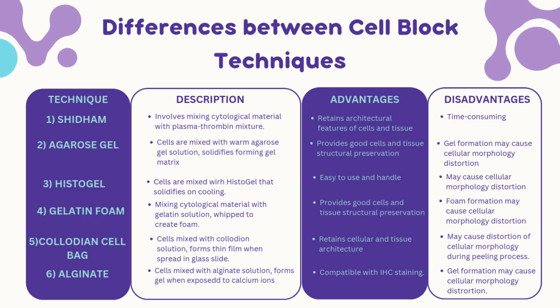The fifth technique is collodion cell bag, that involves mixing cells with collodion solution that forms thin film when spread on glass slide. This technique retains cellular and tissue architecture, but may cause distortion on cell morphology during peeling process. Finally, alginate technique. Cells are mixed with alginate solution that forms gel when exposed to calcium ions. The technique is compatible with IHC staining, but the gel formation may cause morphology of the cell to be distorted.